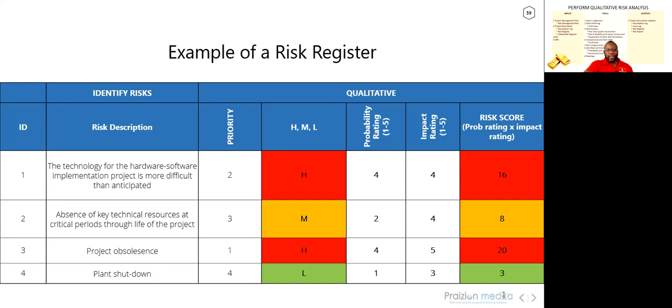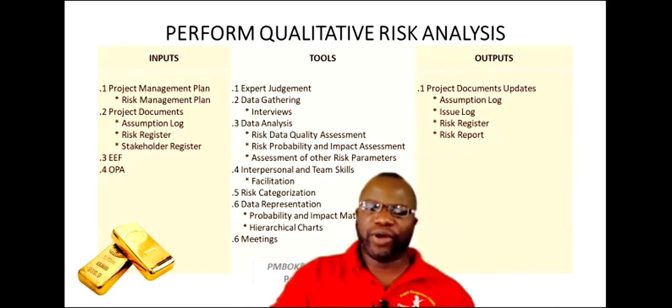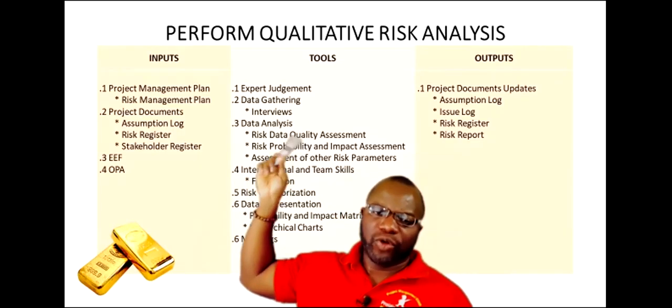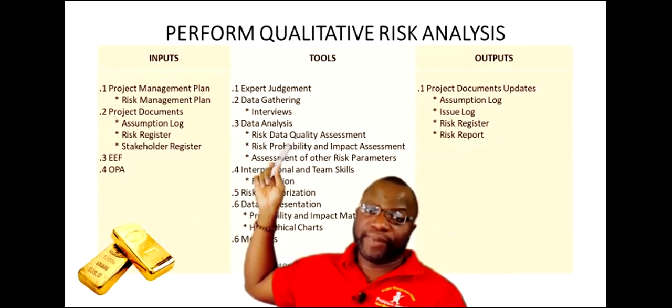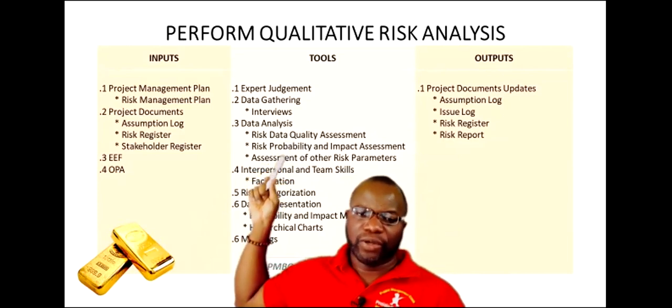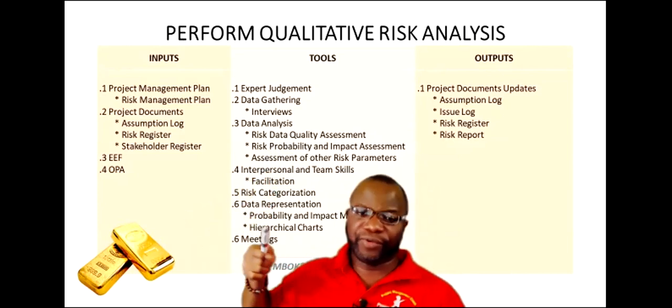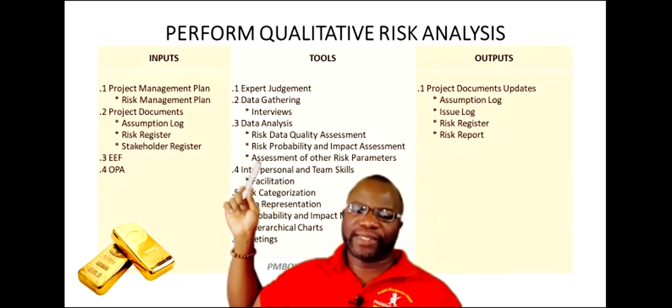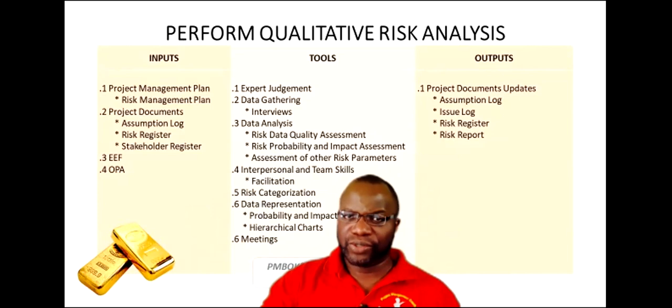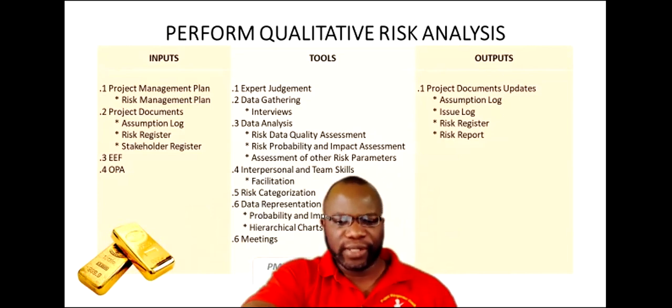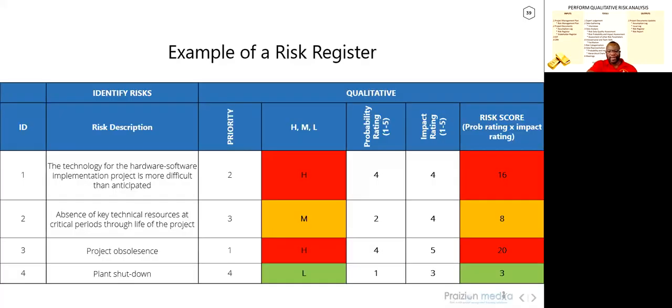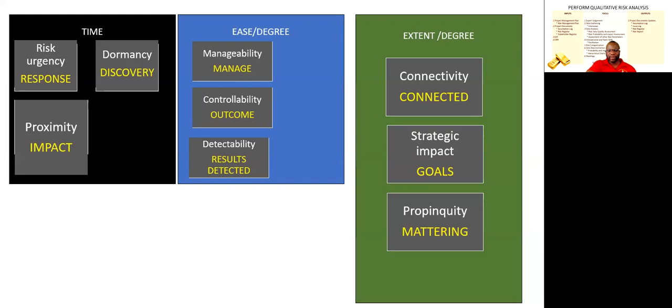All right, so going back to our list of things in this process, we do a risk data quality assessment to make sure we've got good risk data. We do a risk probability and impact assessment. We assess probability and impact to score the risks. And then we have something called assessment of other risk parameters. And I'm going to cover these really quick. So let's go back to our PowerPoint. There are 9 risk parameters to think about. And these 9 parameters are as follows.